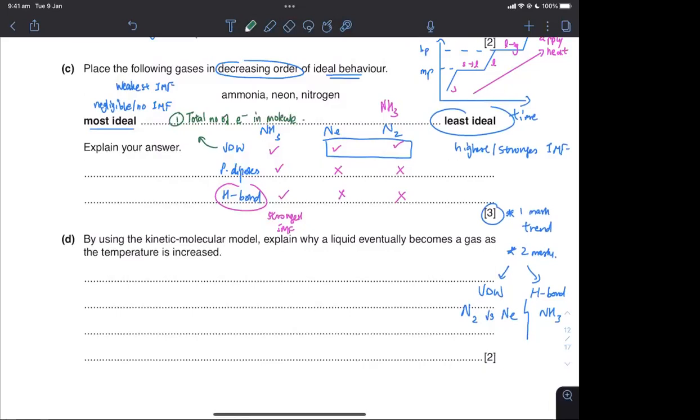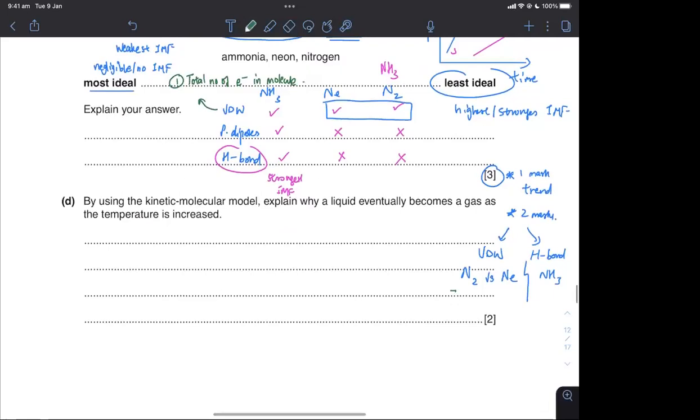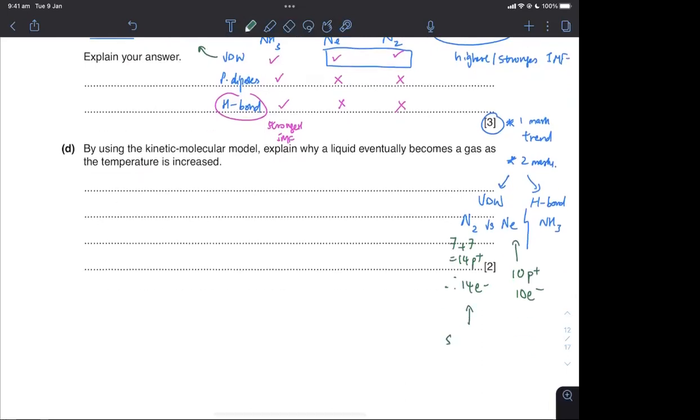Now we know between N2 and neon, N2 has 7 protons plus 7 protons. There are 14 protons, therefore 14 electrons. Neon is element number 10, so there are 10 protons, there are 10 electrons. Strictly speaking, this one is stronger van der Waals because it has greater total number of electrons. Electron counting is not your molecular mass, it's based on your proton number.